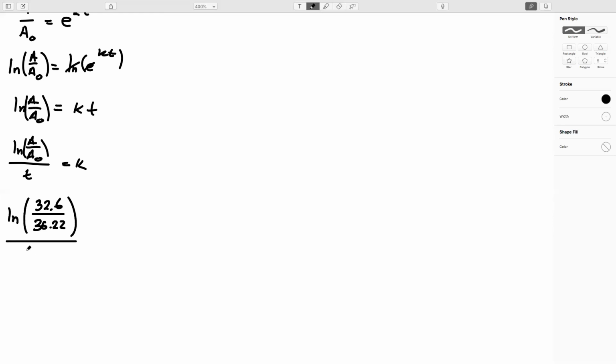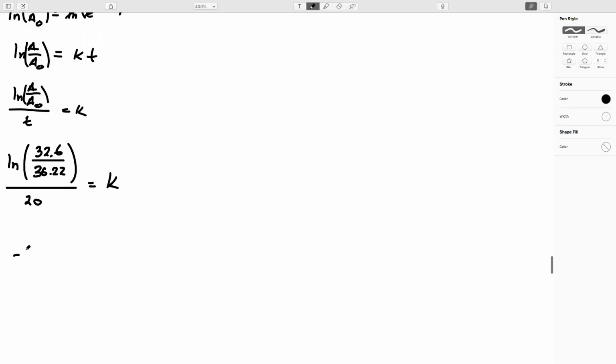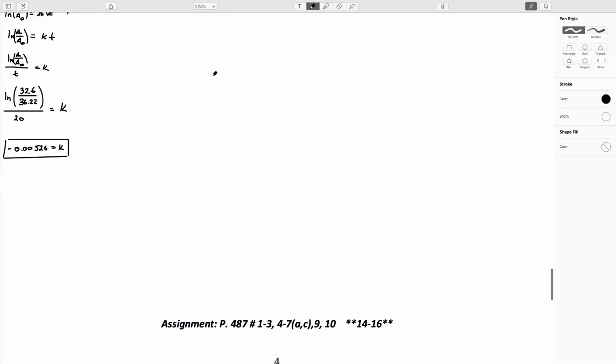Our time interval is 20 years. We're keeping it in years, so that's our scale. If we wanted this to be in seconds, we would have to figure out how many seconds 20 years is and divide by that. Equals k, and we're going to get a growth factor k of minus 0.00526. Okay, so what that means is that we have a negative growth factor, which makes sense because our population's declining. Over time, we are going to see our population decline.